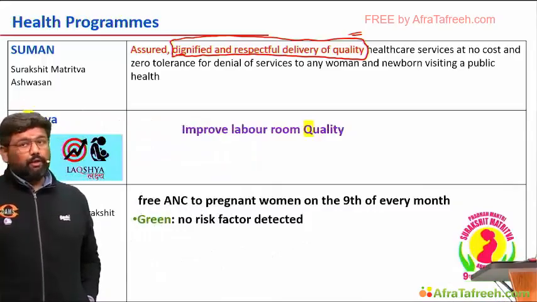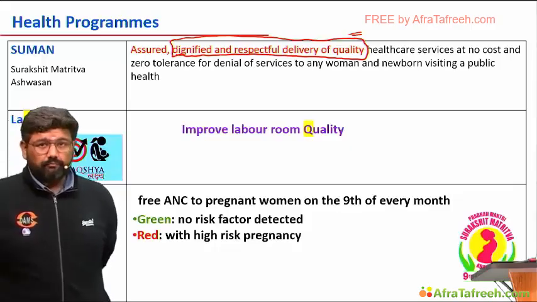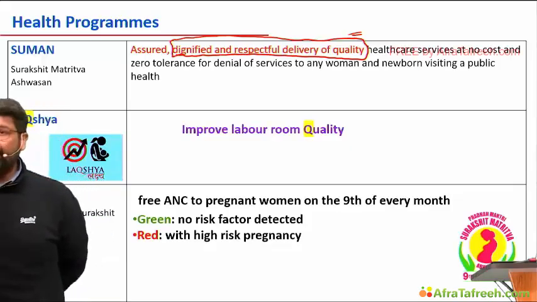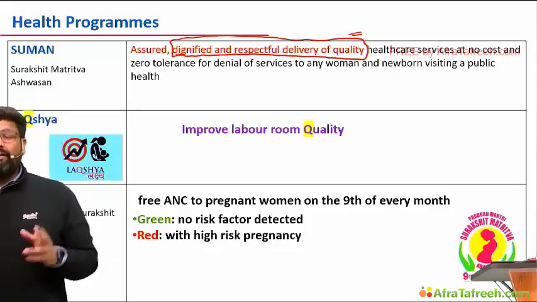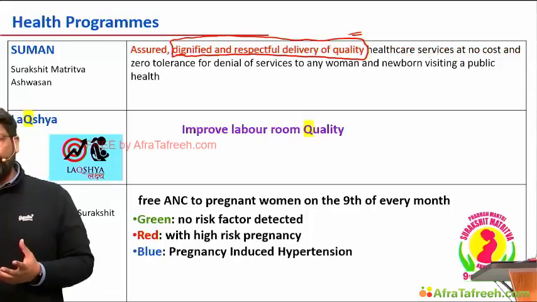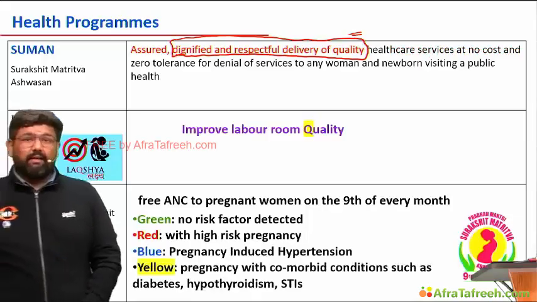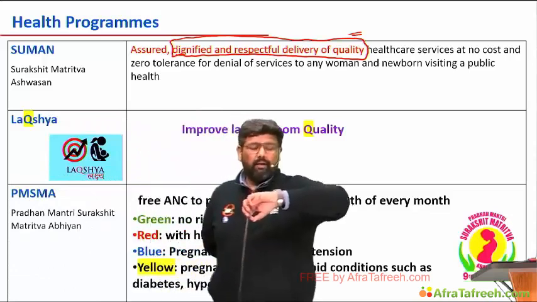Green, no risk factor. Red. So in PMSMA, we give free antenatal care. Green sticker is for no risk. Red when there is high risk pregnancy. Blue with hypertension. And yellow sticker is given to the ANC card, women with comorbid conditions.